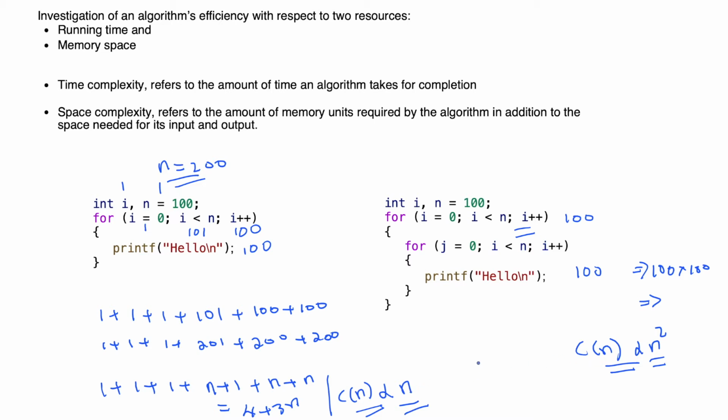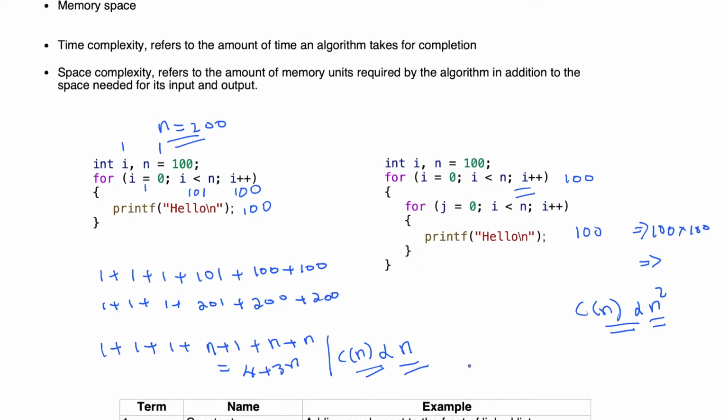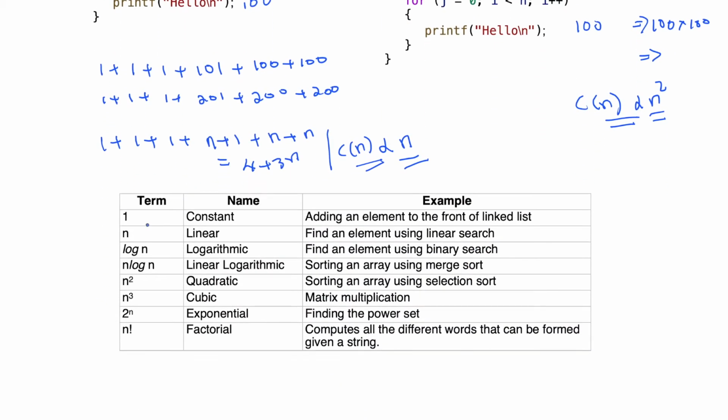Now let's look at different functions that may emerge as the time taken for completion of an algorithm. Here I have listed several functions which can possibly be the time taken for completion of an algorithm. The first one is a constant operation.